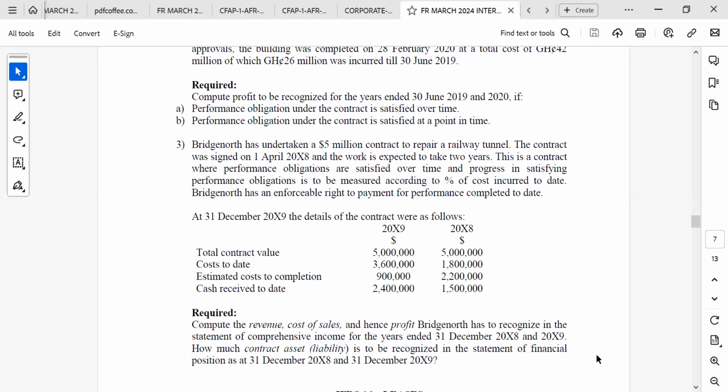What is the cash received for 2x9? 2,400. No, please. Is cash received to date? It's 900. Okay, it will be 900. It means that they put the two cash together. So the cash received to date means that the 2x8 is part of this one. So that will be 900 for all in this year.